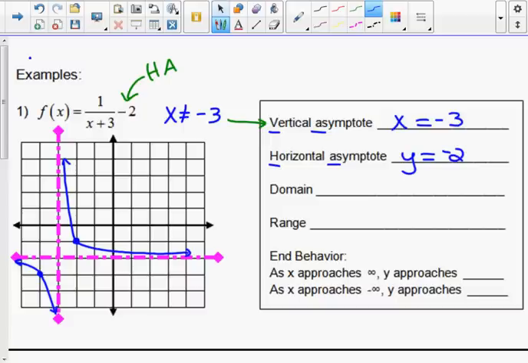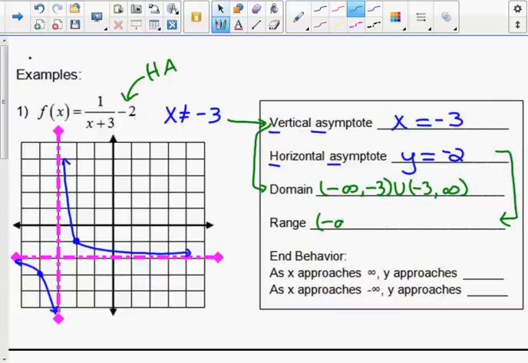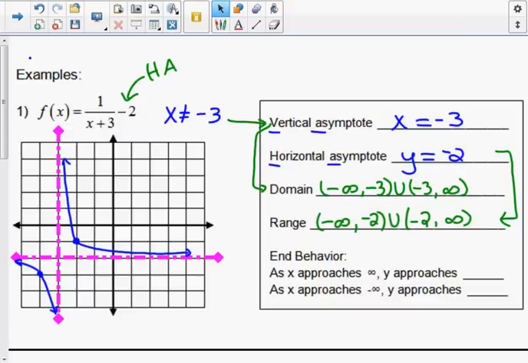The domain is pretty easy to figure out. The domain comes from the vertical asymptote. So it's going to be -infinity until -3, parentheses, union, parentheses -3 to positive infinity. We're only excluding that one number that gives us the vertical asymptote. The horizontal asymptote is what gives us the range. So we're going to have -infinity to -2, parentheses, union, -2 until positive infinity.